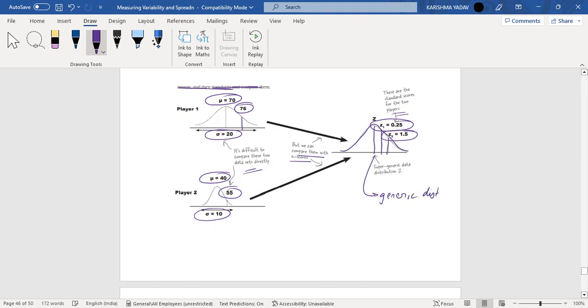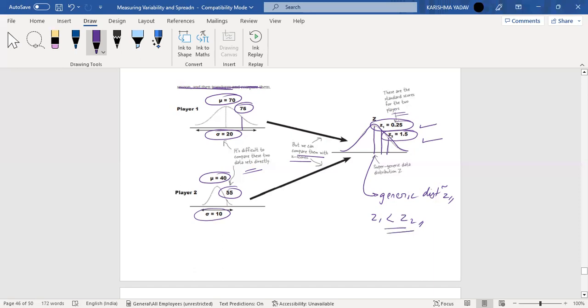Now we can see that Z1 is less than Z2. So what does this tell us about the players? The standard score for player 1 is 0.25 while the standard score for player 2 is 1.5. So when we standardize the scores, the score of player 2 is higher, right? Z1 is less than Z2.